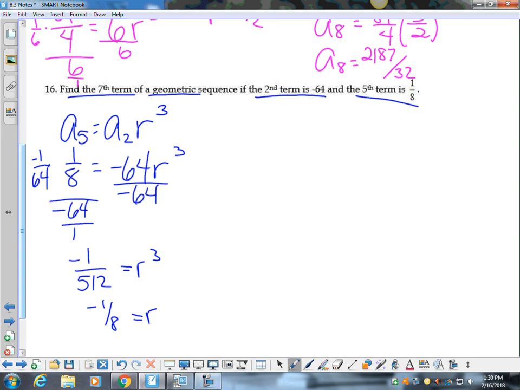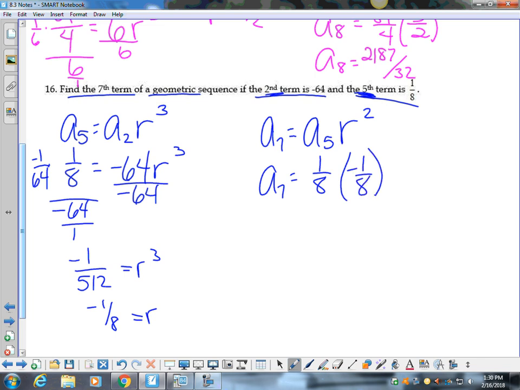I want the 7th term. So a sub 7 equals, now I could use the 2nd term or the 5th term, but I'm always going to use the one farther down the road. A sub 5, r to the, that'd be the 2nd. I don't know him. I know him. I now know him. Type this in and get 1 over 512. And again, pause, rewind, go back, take your time.